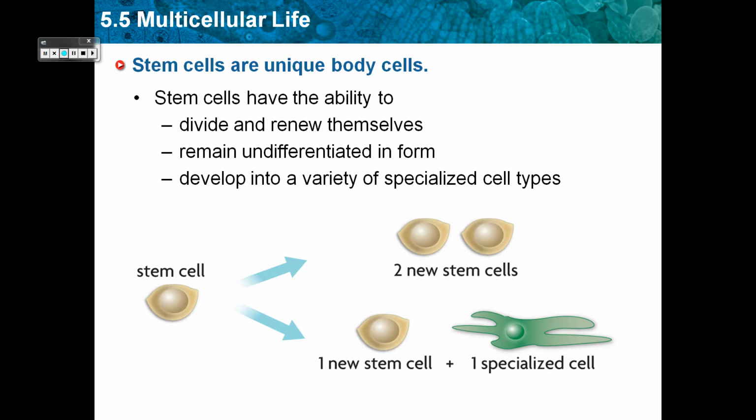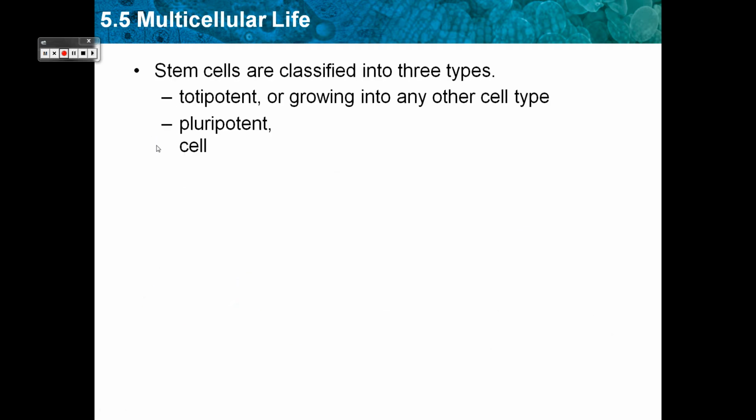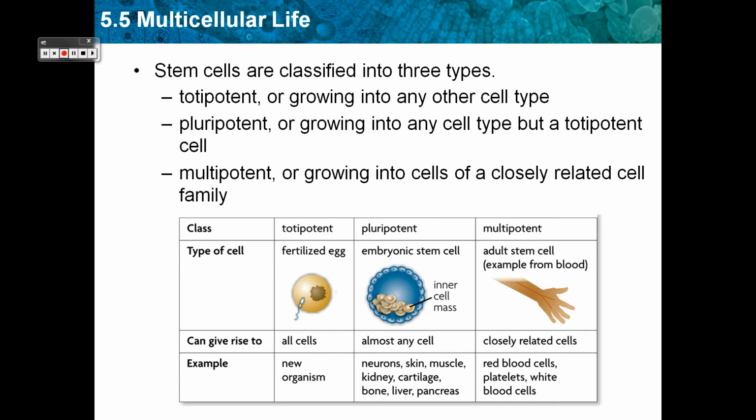And stem cells have the ability to divide and renew themselves, stay undifferentiated, and develop into a variety of specialized cell types. For example, this stem cell could either divide and become 2 stem cells, or it can divide and one of them will still be a stem cell and the other will become a specialized cell. There are 3 kinds of stem cells that we can get.